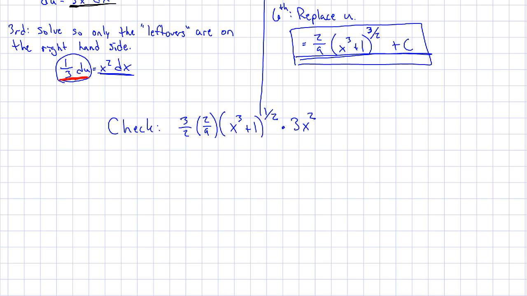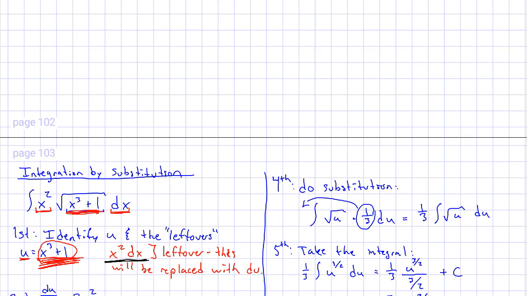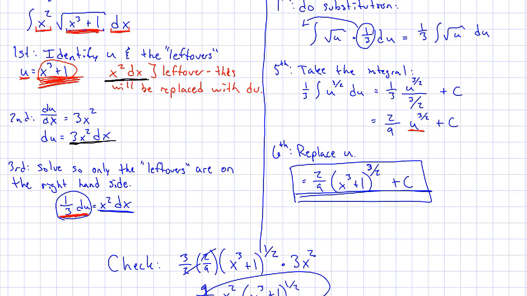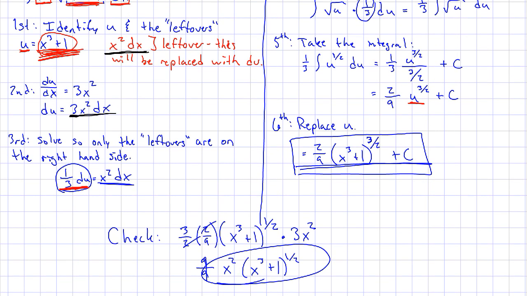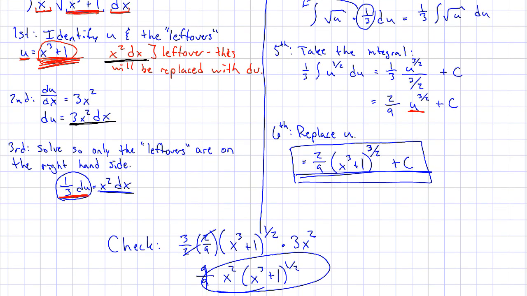And then I'll clean it up a little bit. So the 2 divided by 2 is 1. And then I end up with 3 and 3. So I end up with 9/9 x squared times (x cubed plus 1) to the 1/2. 9/9 also equals 1. And this is what I started with. If I go back up here to my original problem, I started with x squared times the square root of x cubed plus 1. And that is good.